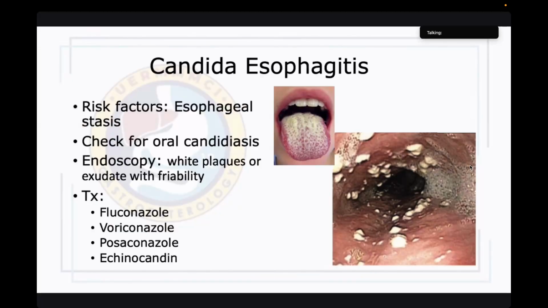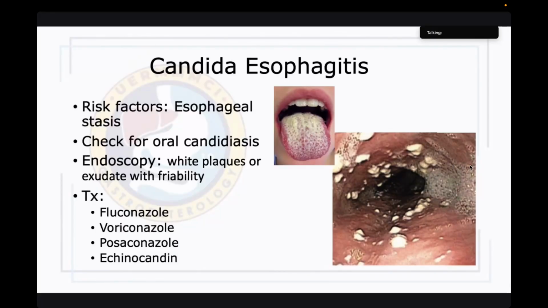Candida is the most common cause of infectious esophagitis. Candida albicans is a normal component of the oral flora, but it can become a problem if the host is immunocompromised. An additional risk factor for Candida esophagitis, aside from being immunocompromised, is esophageal stasis, which can be due to esophageal motor disorders or diverticula.